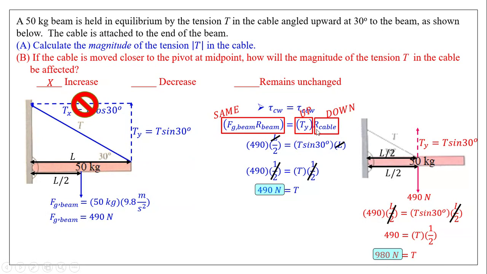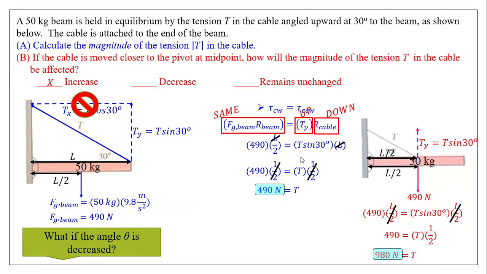So if the left side stays the same and the length of the cable goes down, Ty has to go up. If Ty goes up, then T has to go up to compensate for it. But here's the next, I guess I call it a bonus question. What if the angle theta is decreased? So instead of 30 degrees, what if the cable is attached to the wall at an angle that is less than that? You can go less or more. I just happen to choose decrease.